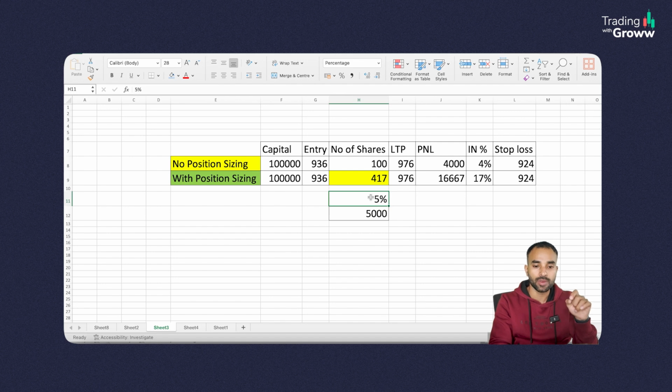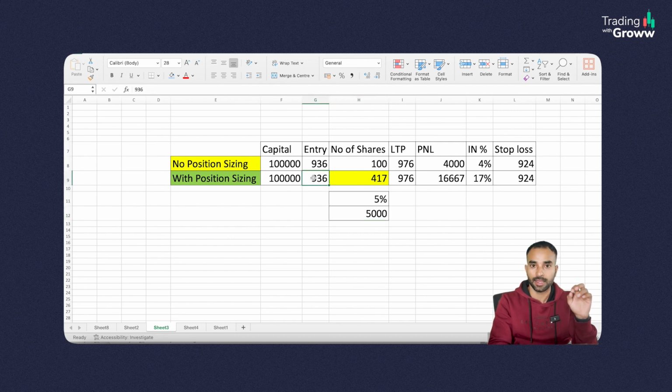So if you ask how much I'm willing to lose in this trade, I would say 5%. 5% of my capital, which is 1 lakh, is around 5,000. So no matter what, if the stop loss is hit, I don't want to lose more than 5,000 rupees in this trade. If this is my requirement, then what will be the total number of shares that I need to buy is simple.